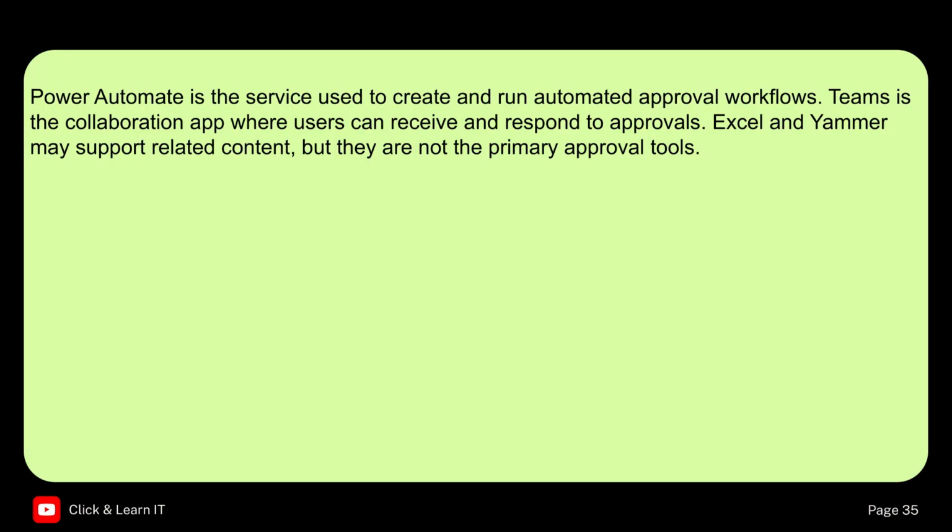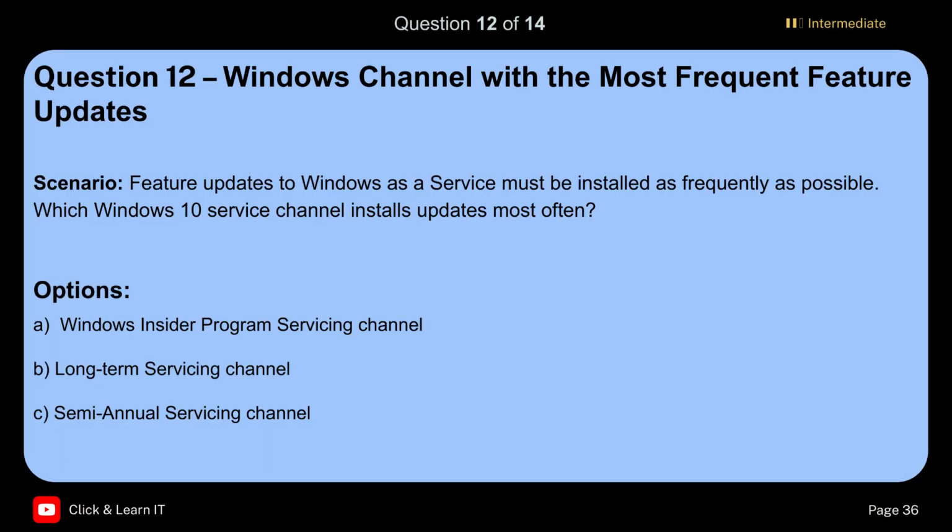Power Automate is the service used to create and run automated approval workflows. Teams is the collaboration app where users can receive and respond to approvals. Question 12. Feature updates to Windows as a service must be installed as frequently as possible.